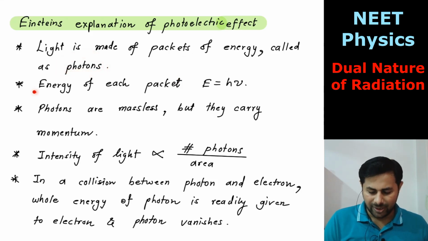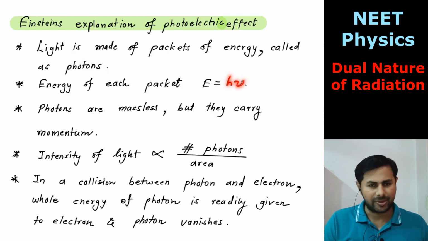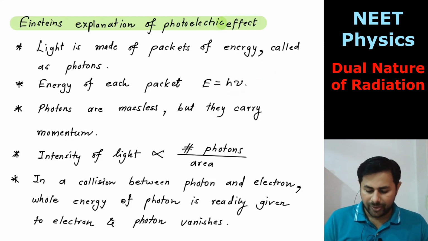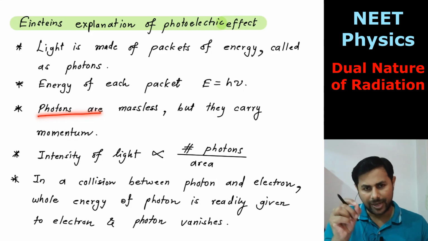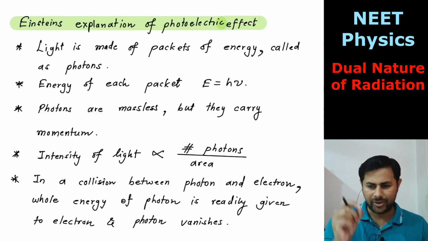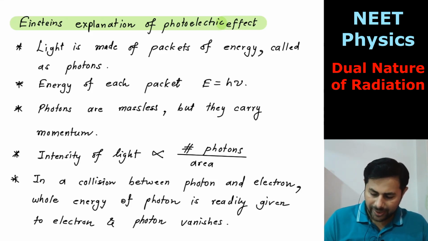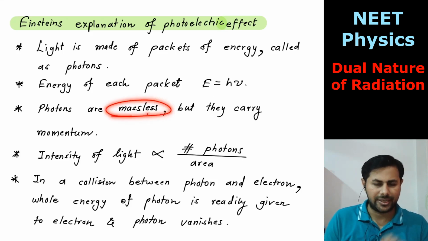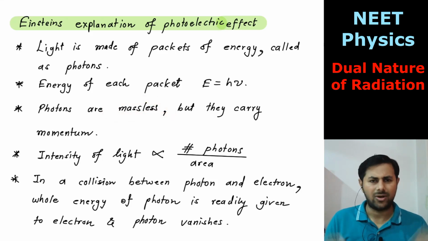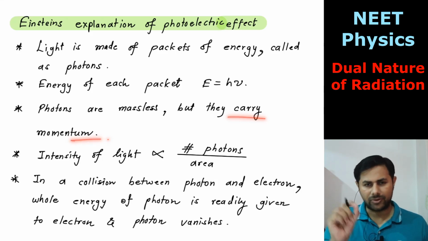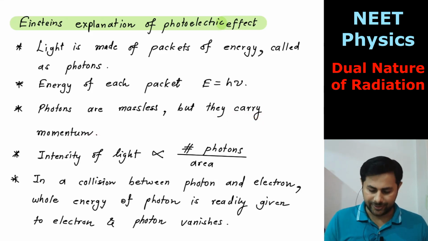Then the energy of each packet is equal to h times nu, where nu is the frequency of light and h is Planck's constant. These photons, packets of energy, or you can call them particles of light, have no rest mass. You can just say they are massless, but they carry momentum. So photons carry some momentum and energy.